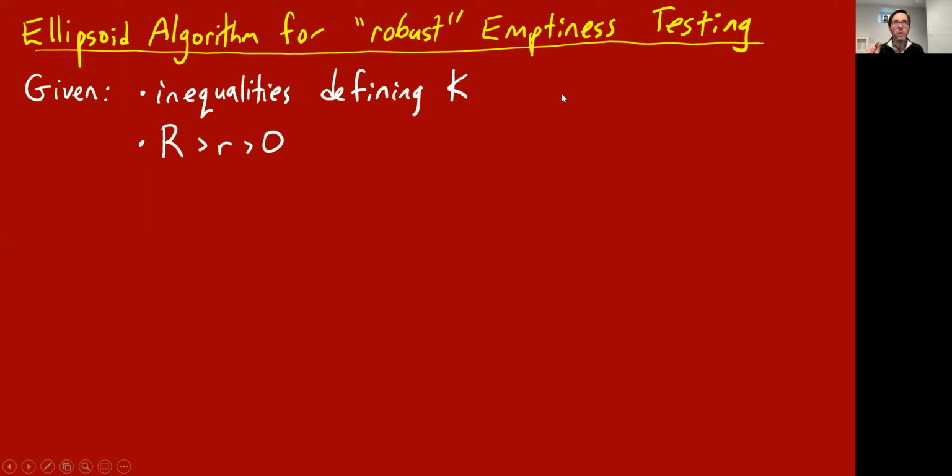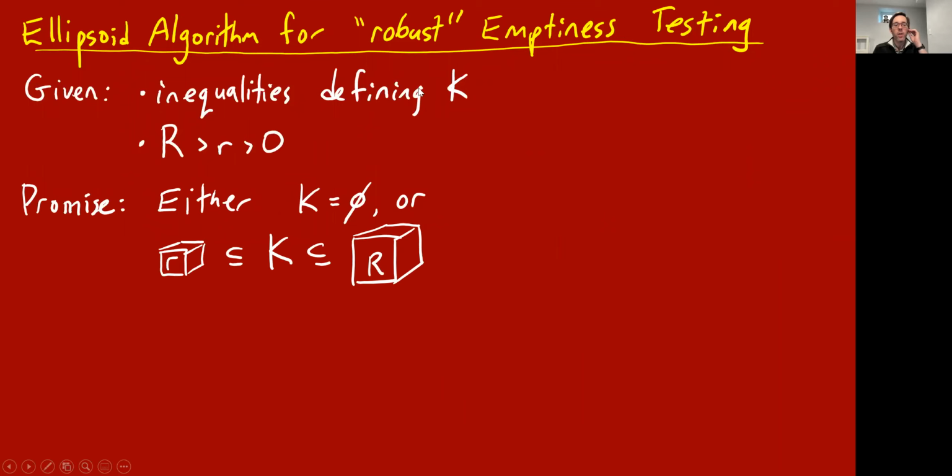And also given as input to the ellipsoid algorithm are two numbers, big R and little r. You should think of R as being exponentially large in the number of bits needed to write K, and little r as being exponentially small. In any case, they're just these two inputs, capital R and little r. And you're given a promise. The promise in the ellipsoid algorithm is that you're in one of two cases. Either K is the empty set, there are no solutions to the inequalities defining K, or you're promised that not only does K have at least some points in it, it contains a full dimensional cube of side length little r, and it's contained in the full dimensional cube of side length R centered at the origin.